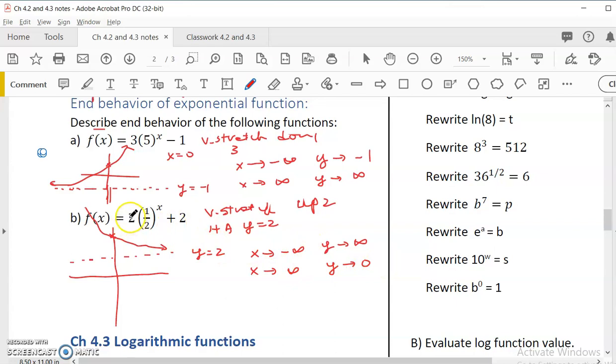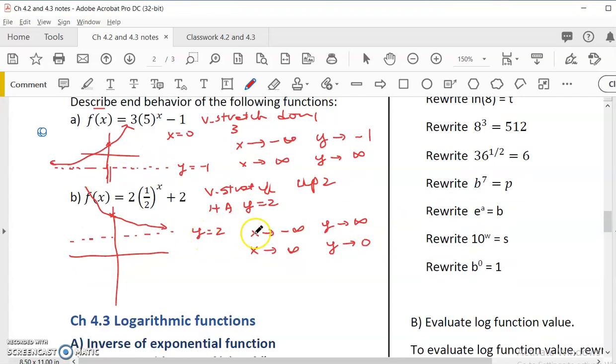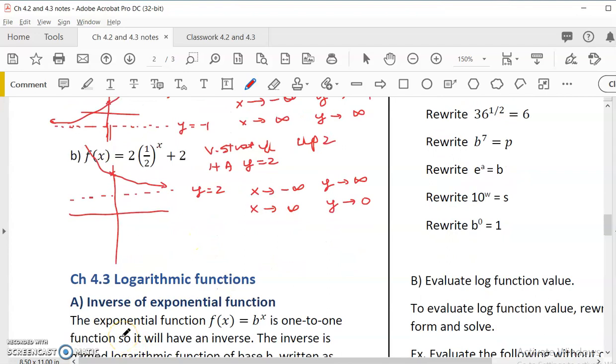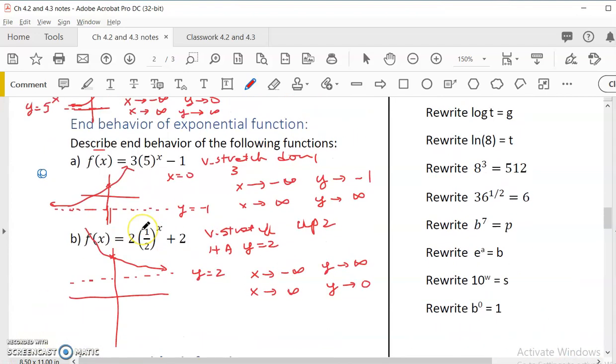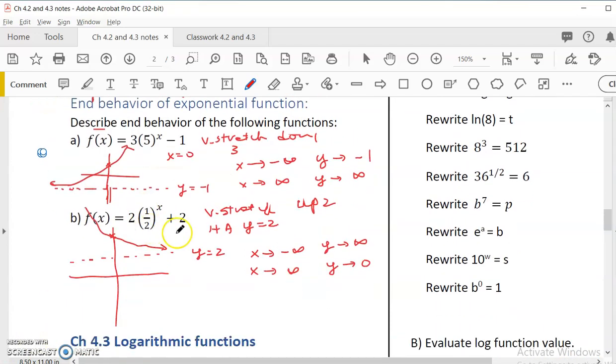Again, if this is a negative 2 instead of a 2, you would have to flip it over and it would become negative infinity also. But that's not very common in real life applications. So that's all for the end behavior of exponential functions. By graphing, you can use it to describe end behavior. You can also use it to describe the domain and range of the function.